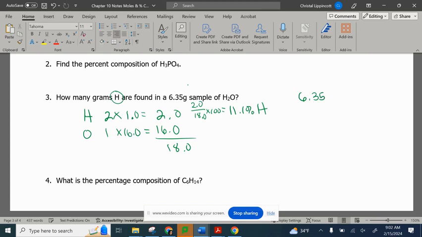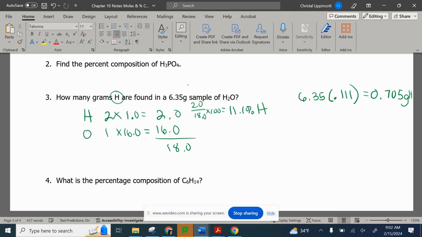If I have a 6.35 gram sample and I multiply that by 0.111, I'm going to take this out of percent form. That's going to give me my grams of hydrogen. So I end up with 0.705. Want 3 sig figs. That's going to be grams of hydrogen.